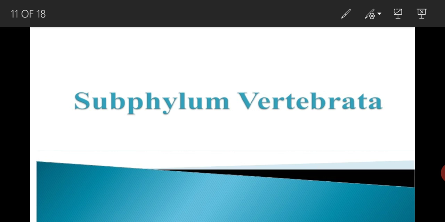These are the chordates which possess a cranium or the skull in which brain is present. They are included in the subphylum Vertebrata, and the vertebrata have 5 classes which are known as the Pisces, Amphibia, Reptilia, Aves or birds, and the Mammalia. So today we will see the general characteristics of the division 2 or the subphylum Vertebrata.